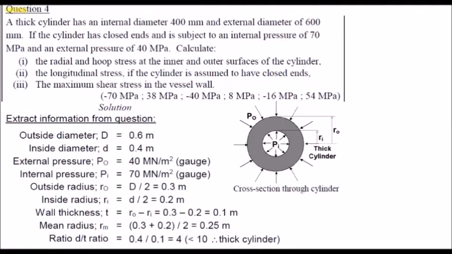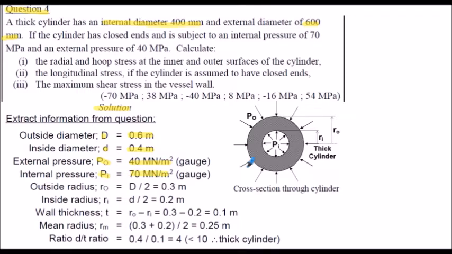So question 4. Here's the commencement of the solution. In the question we're given the outside diameter. It's actually 600 millimeters in the question. I've converted that to meters, so 0.6 meters. We're given the inside diameter, 400 millimeters, and again put that into meters, 0.4 meters. In this particular question we do have an external pressure. It's 40 megapascals. We have an internal pressure of 70 megapascals.